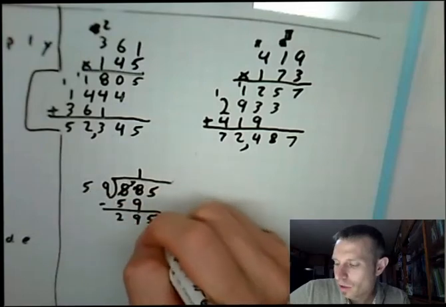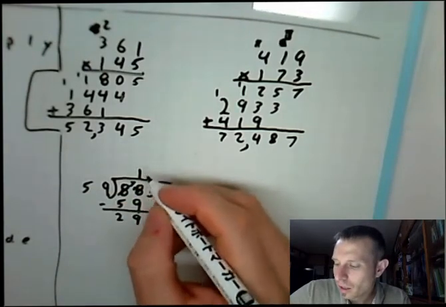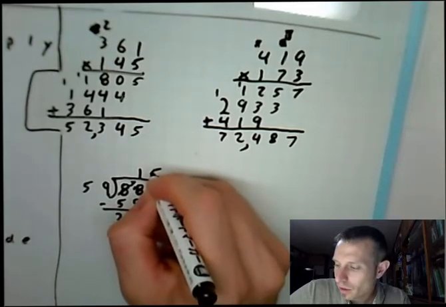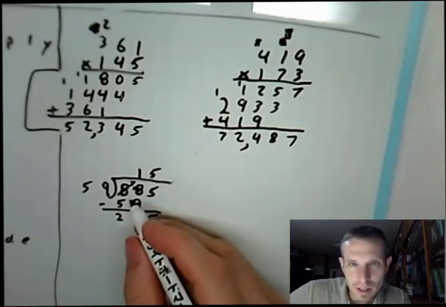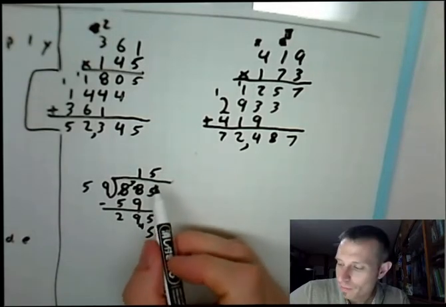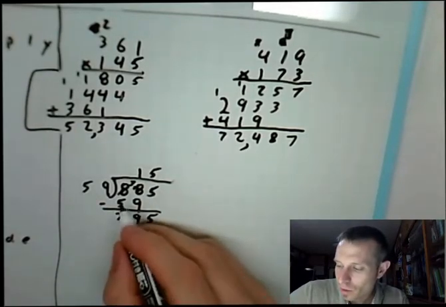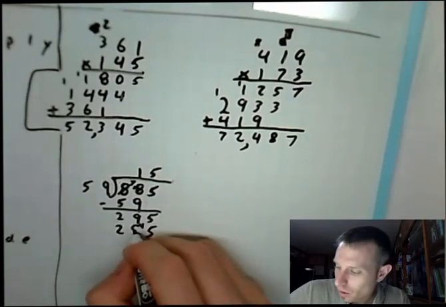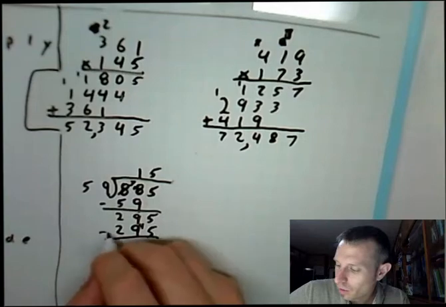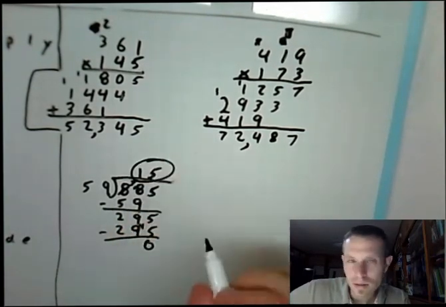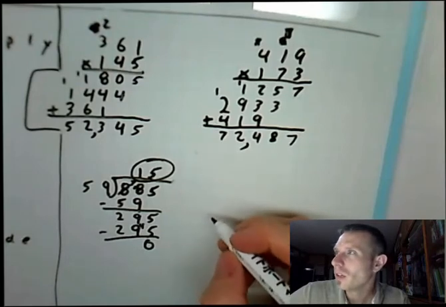Some people like to draw an arrow, but you don't have to. Let's see, 59 goes into 295. Let's try 5. I think that will work for us. 5 times 9 is 45. 5 times 5 is 25, plus this 4 would give us 29. And if we subtract that, we get 0, so our answer is a nice even 15.